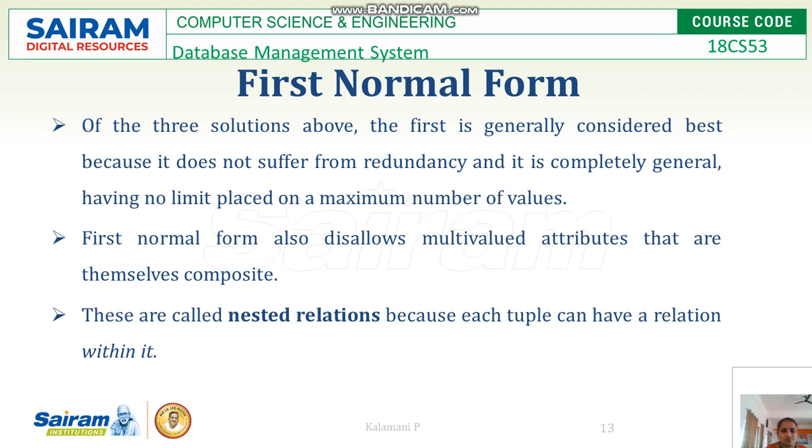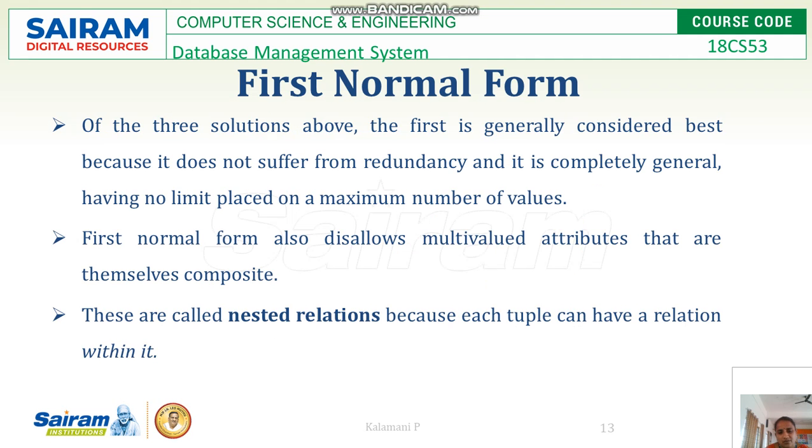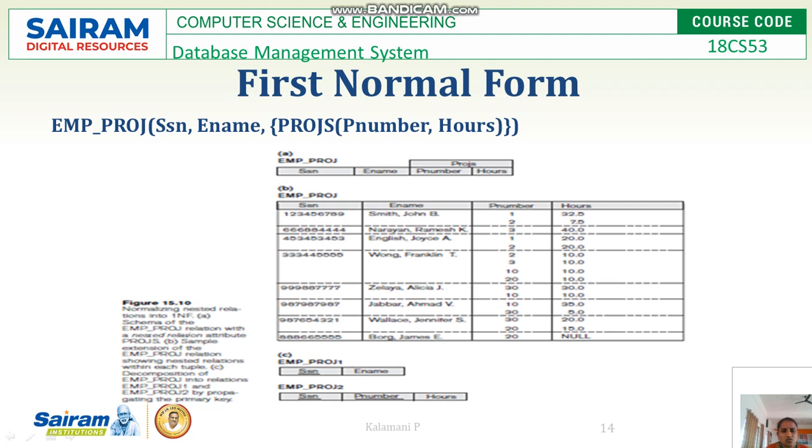Then another thing is nested relations. Suppose, for example, we have handled multi-valued attributes; such relations are called nested relations. Because of that, the relation may not be in first normal form. How can we represent it? For example, within the employee relation we have a nested relation, project. SSN is there, ename is there, project number and hours. So this will be a separate relation.